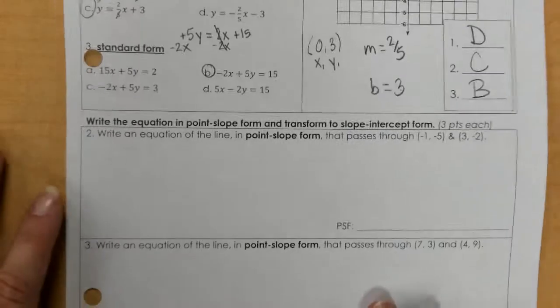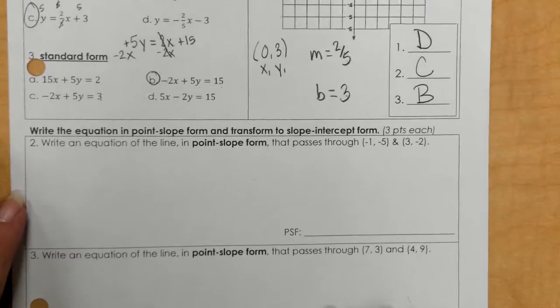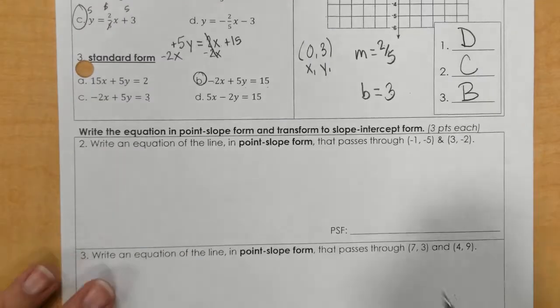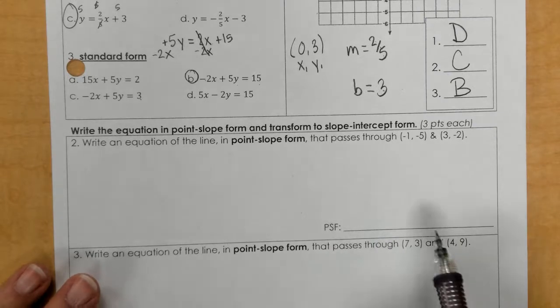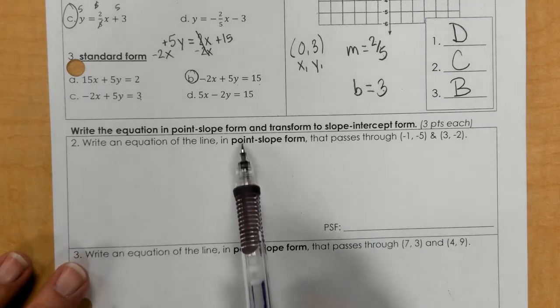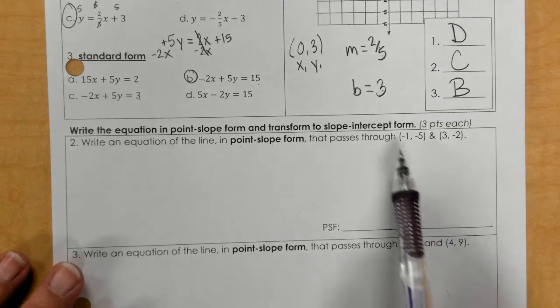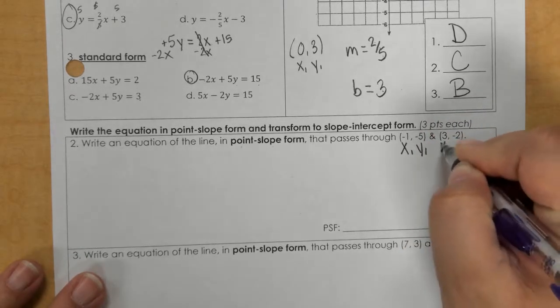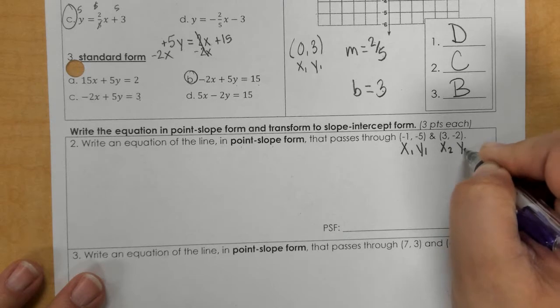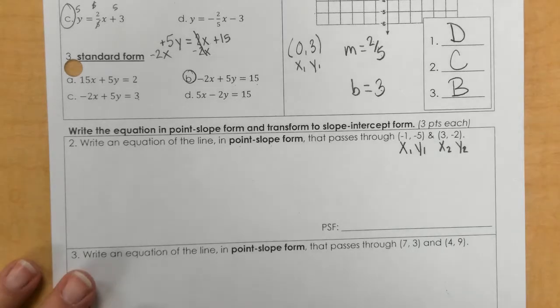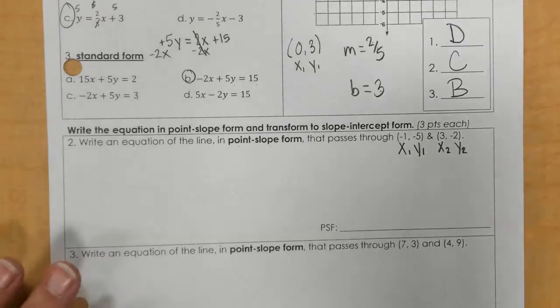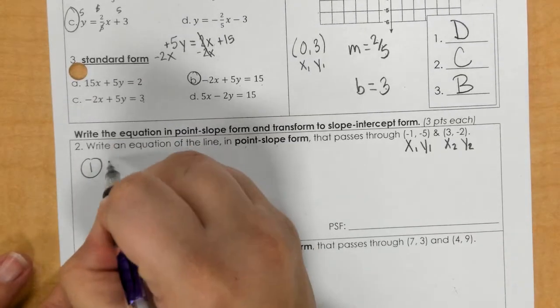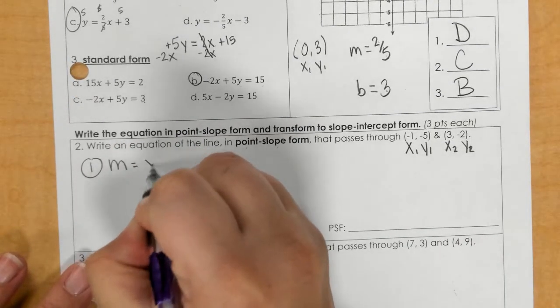All right, then for number 2 and 3, for both of these, we have to put our answer in point-slope form. And so we have to find a point and a slope. And if we look, we do have 2 points, but we do not have a slope. So we're going to label these x1 and y1 and x2 and y2. And we are going to plug that into the slope formula, which I'll write here as a reminder.